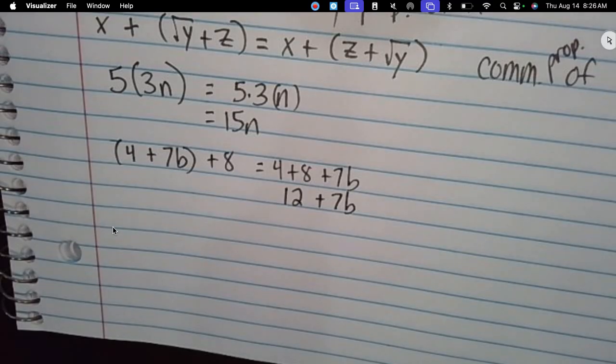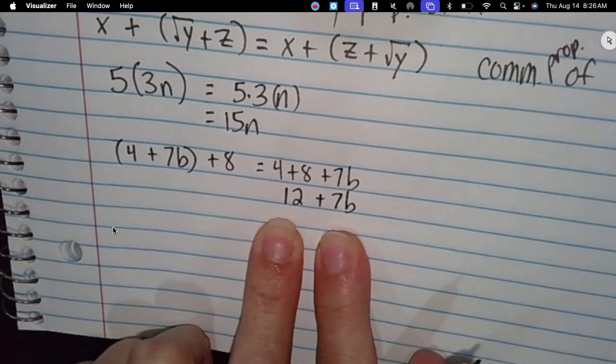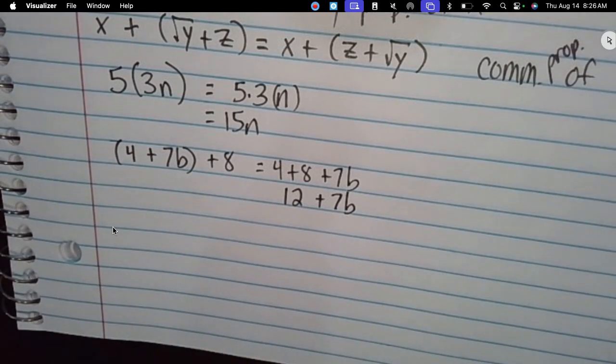That's like saying if I have 3 oranges and 5 apples, how many apples do I have? I have 5 apples. Can I add my oranges and apples together to have more apples? No. Does that make sense? If this one's oranges and this one's apples, they're going to stay that. Okay? This is 12 and this is 7b. That's not the same thing, so I'll leave it like that for addition.